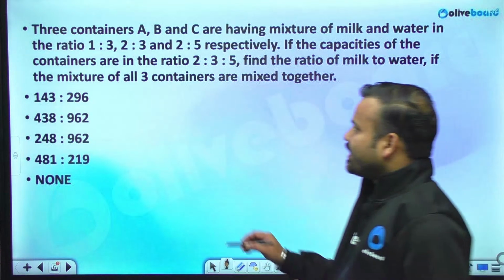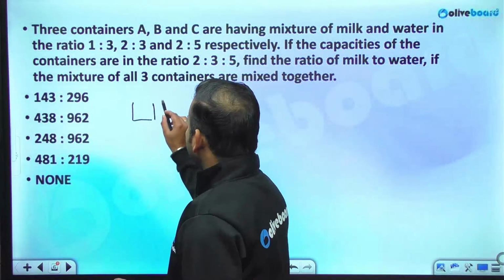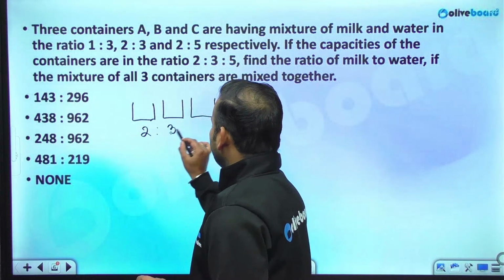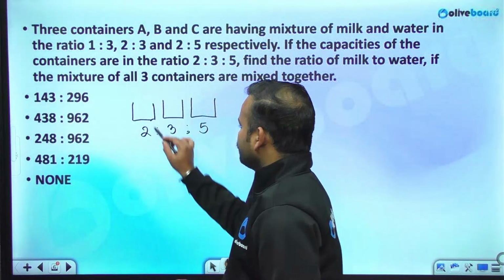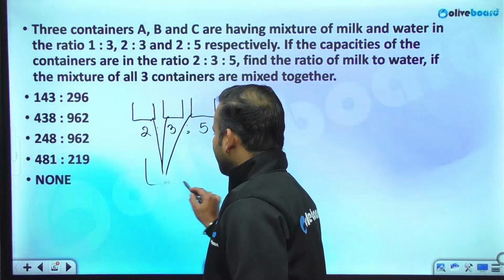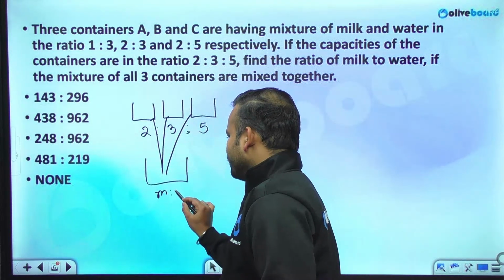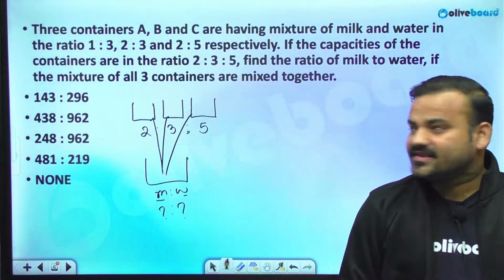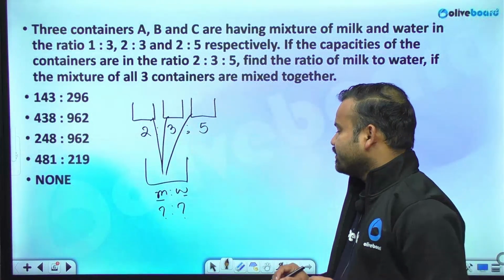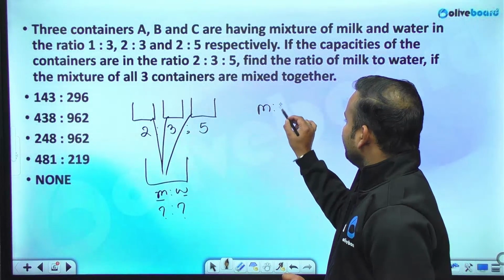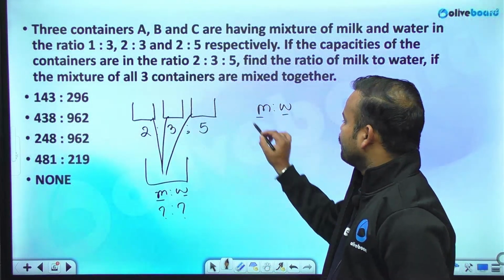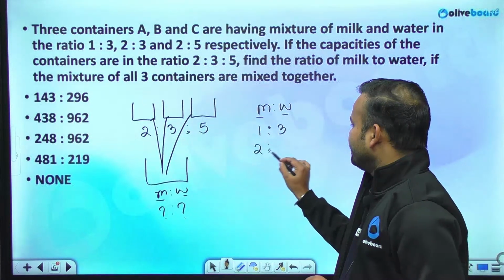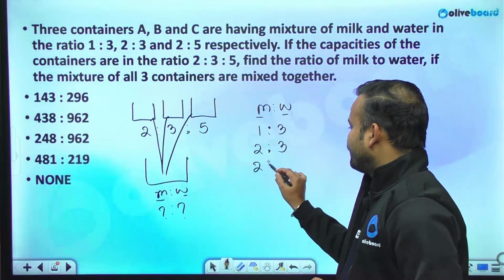Okay, so we have 3 containers now. The ratios of capacities are 2, 3 and 5. All the containers are poured into a third one, so we need to find out the ratio of milk and water in it. This is our main question. What is the ratio of milk and water in the first container? It was 1 and 3. In the second container, it was in the ratio of 2 and 3. In the third, it was in the ratio of 2 and 5.